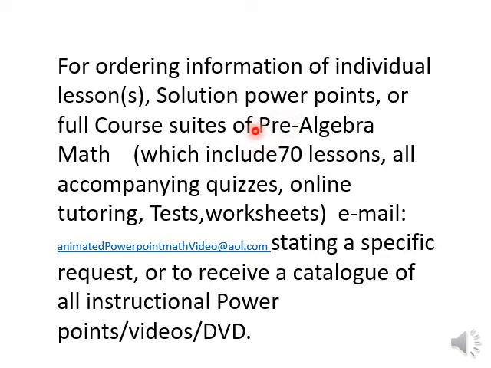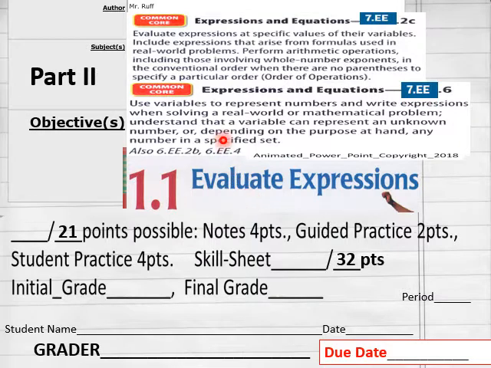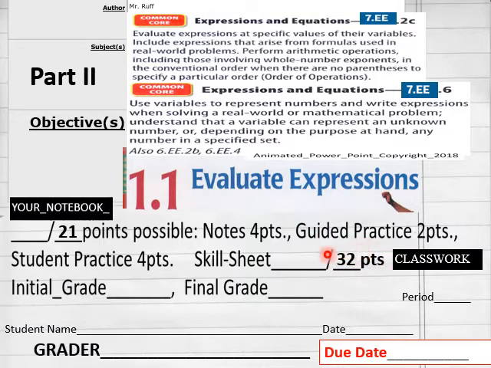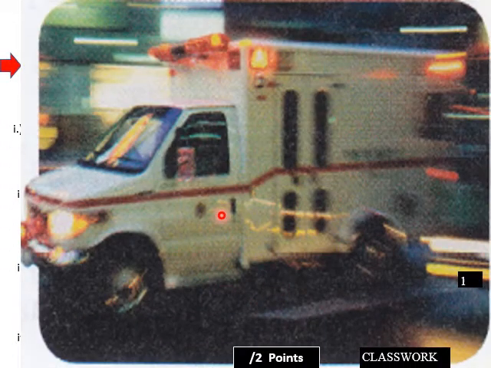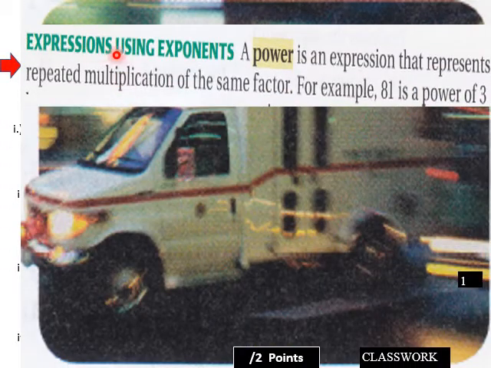Hello everybody, getting ready to do lesson 1.1, Pre-Algebra Math, Part 2 classwork today. And for 1.1, Part 2, Evaluate Expressions, you got 32 points on your classwork sheet. Have that out in front of you. And you got 21 points that will go into your notebook or your notebook guide. Have that out. Students, put your name, date, period, and then due date for online schoolers. So let's go right into page 1 of today's classwork.